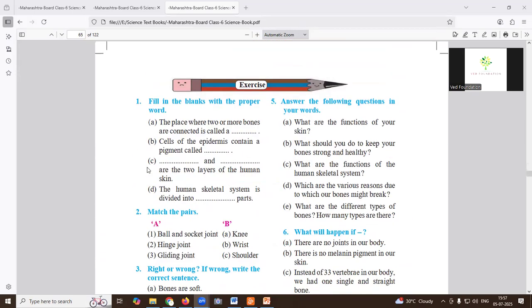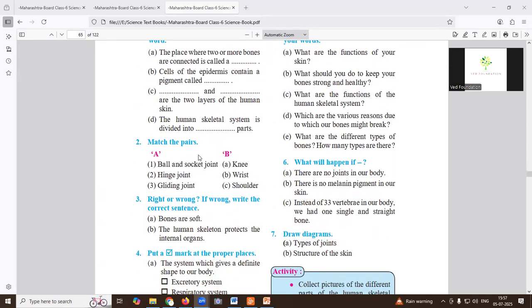Let us solve the exercise. Fill in the blanks with the proper word. The place where two or more bones are connected is called a joint. Next, cells of epidermis contain a pigment called melanin. Next, epidermis and dermis are the two layers of human skin. Next, the human skeletal system is divided into two parts: axial skeleton and appendicular skeleton. So your answer is 2.